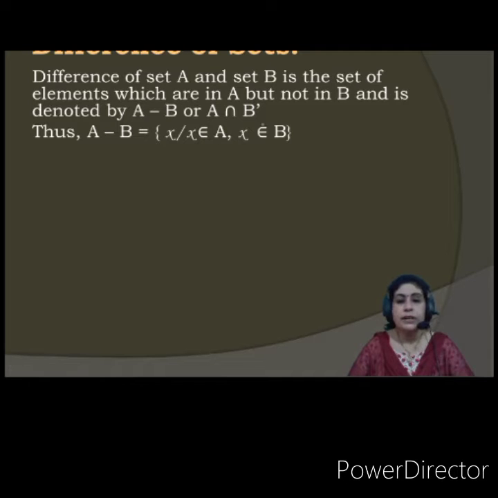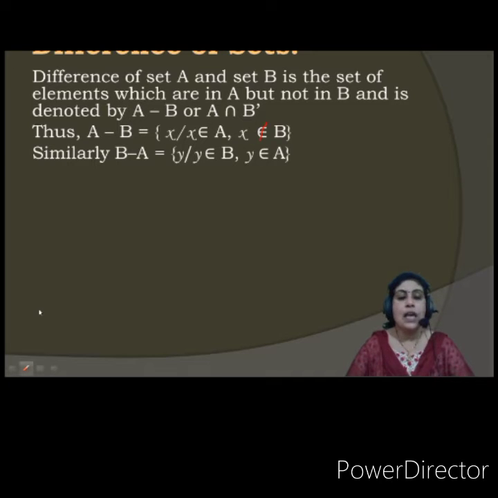Here it should be "does not belong to B." Okay, please see to this correction. Okay, it is "does not belong to B." Similarly, if you are taking B minus A, then it is the set of all such y where y belongs to B and it is not in A. Y doesn't belong to A. Okay, kindly understand this.